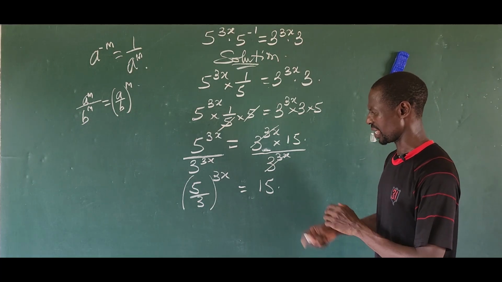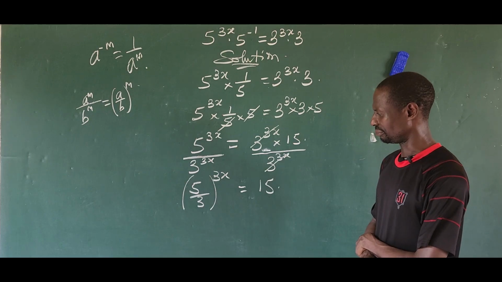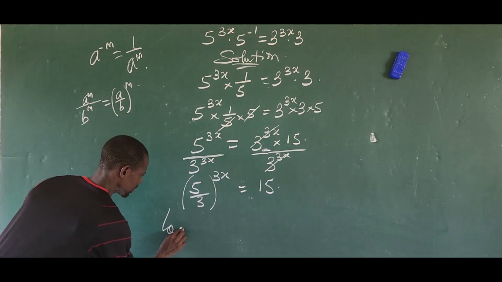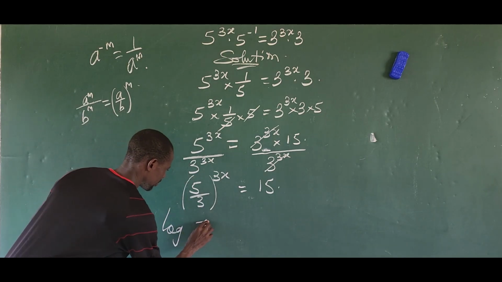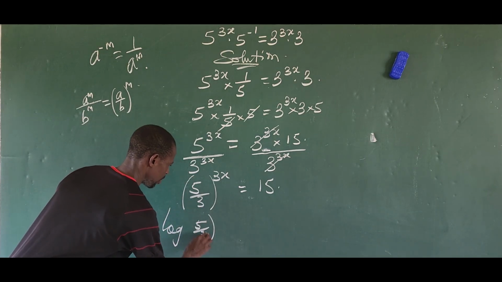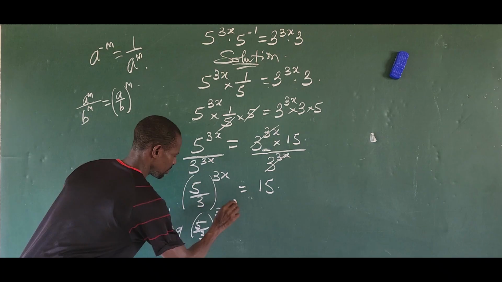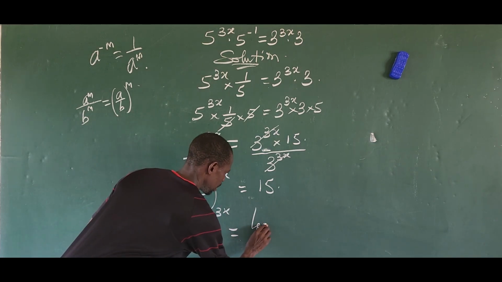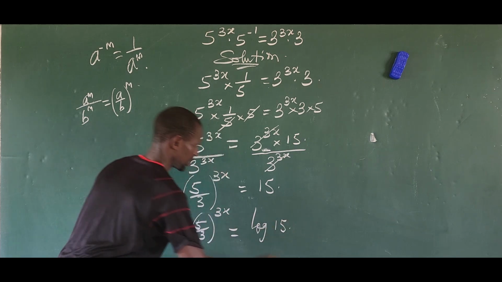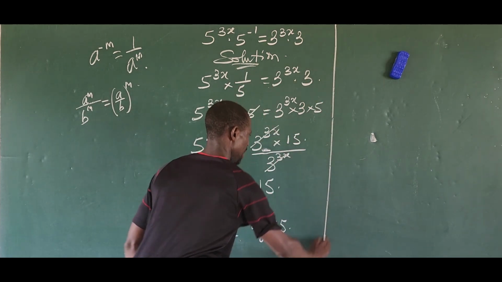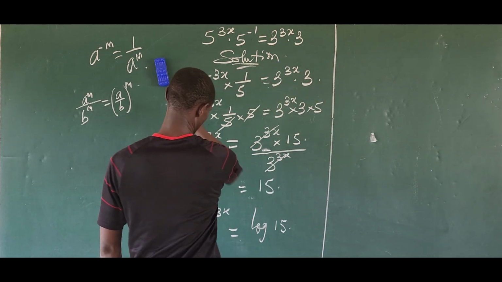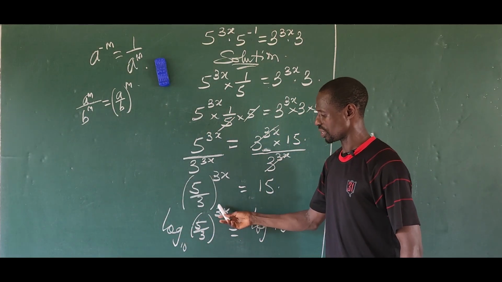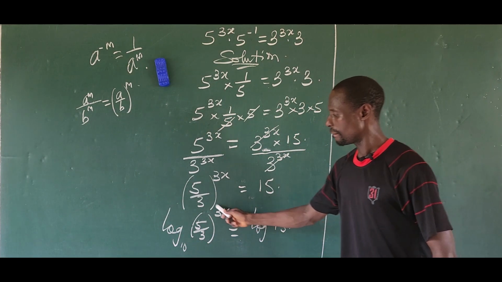Okay, so from here, let's take our log base 10. So let's log both sides of the equation. This is going to give us the log of 5 all over 3, all raised to the power of 3x, base 10. This is equal to the log of 15. Okay, so let's continue on this side. Now let's look at this. We're going to apply a property of logarithms, which says that when you have a power of this kind, move it to this side.